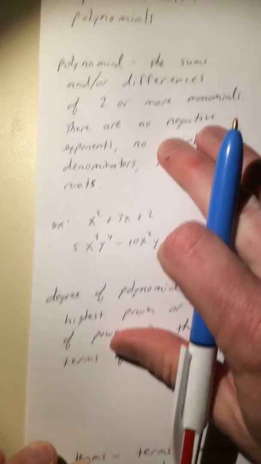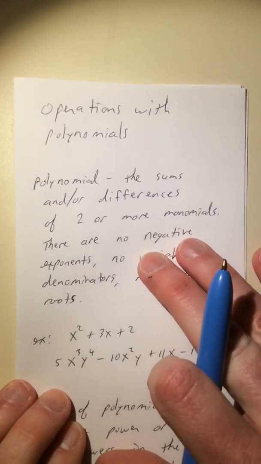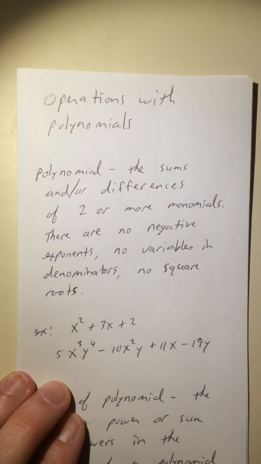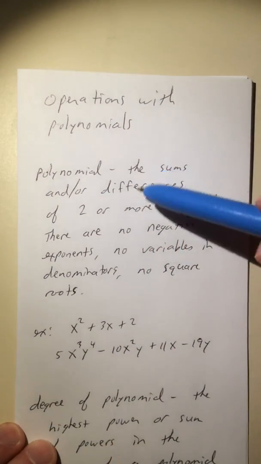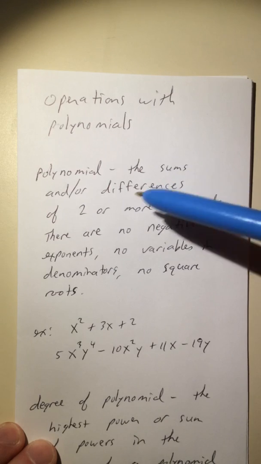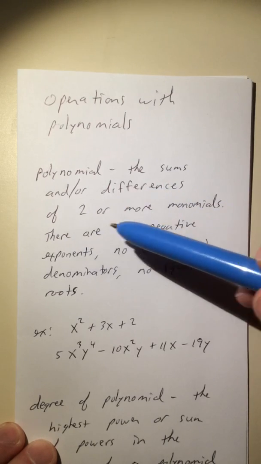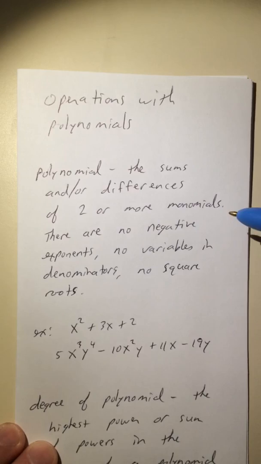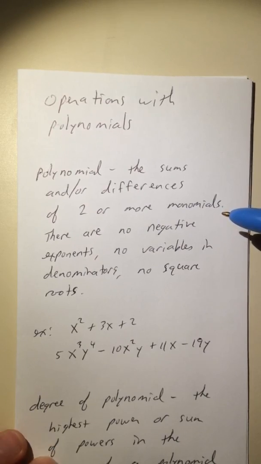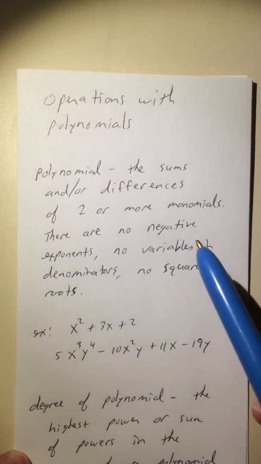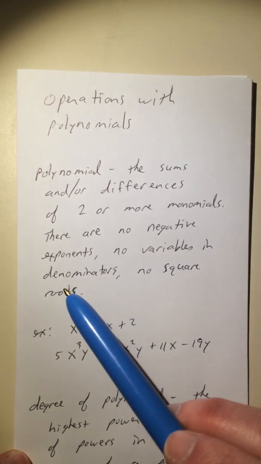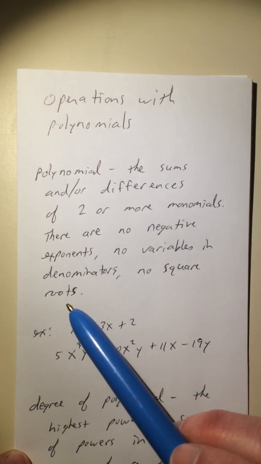All right, so before we jump into operations with polynomials, we should probably know what a polynomial is. A polynomial is the sums and or differences of two or more monomials. Remember, monomials is what Ms. Pender worked with in the last video. There are no negative exponents, no variables in denominators, and no square roots.